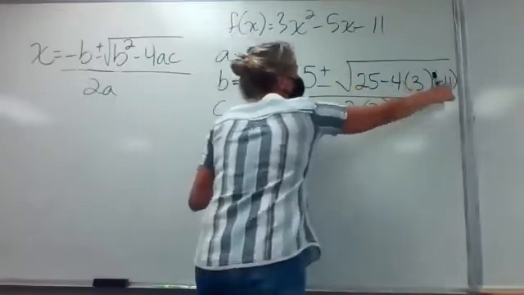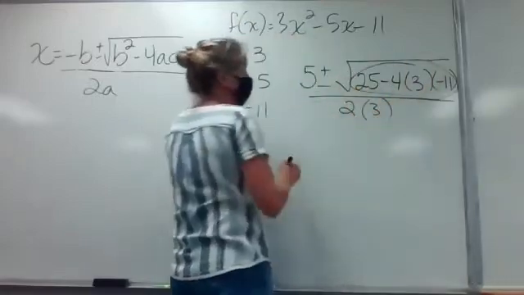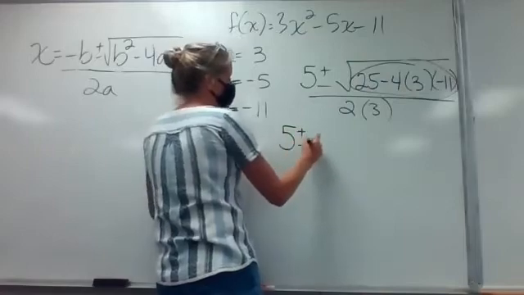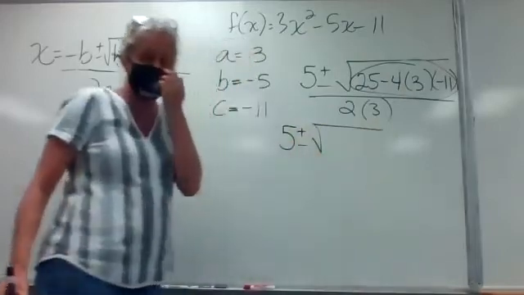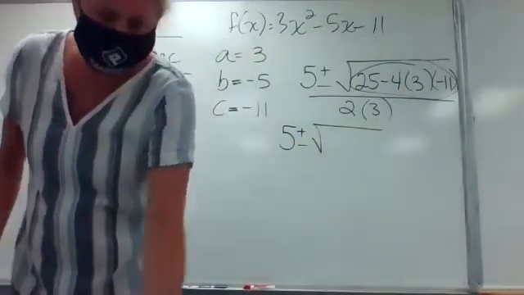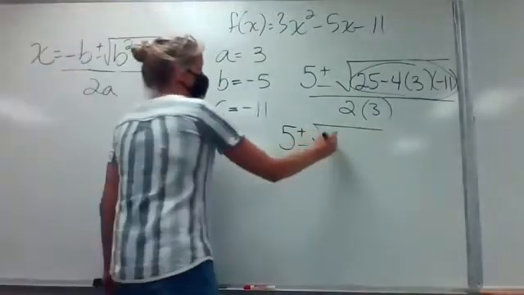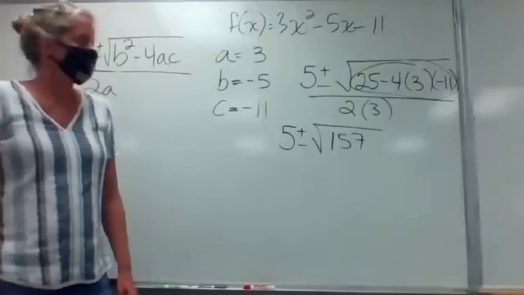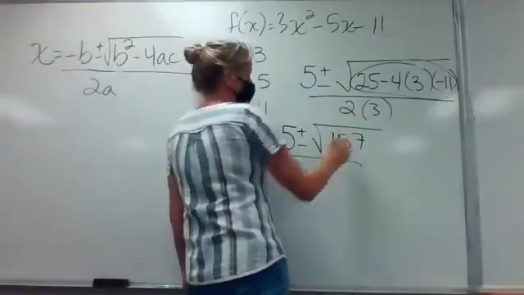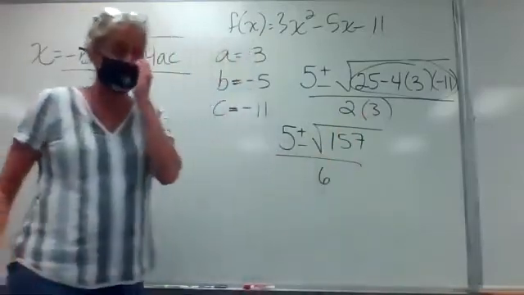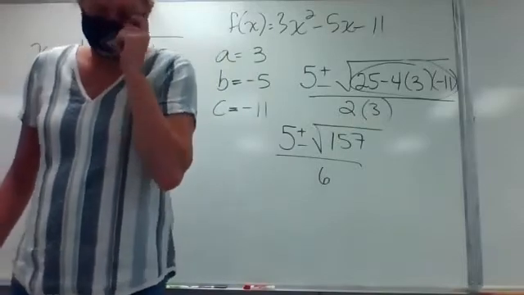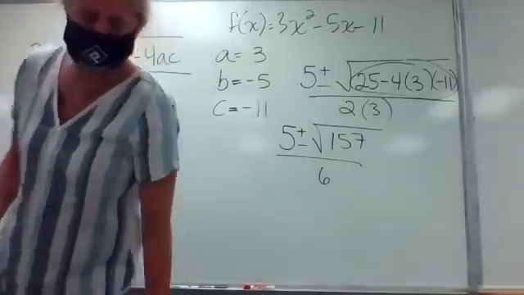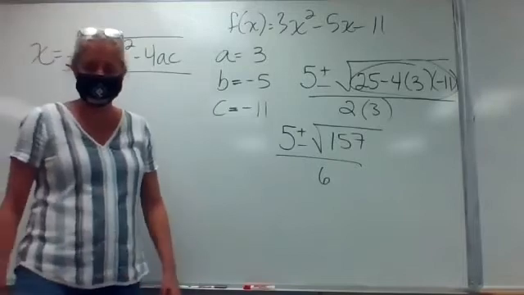I'm just going to put what's underneath the radical in my calculator, which is going to give me 5 plus or minus the square root. When you put all that in your calculator, you get 157 over 2 times 3 is 6. And this one just asks for the exact ones. You don't have to do the decimals.